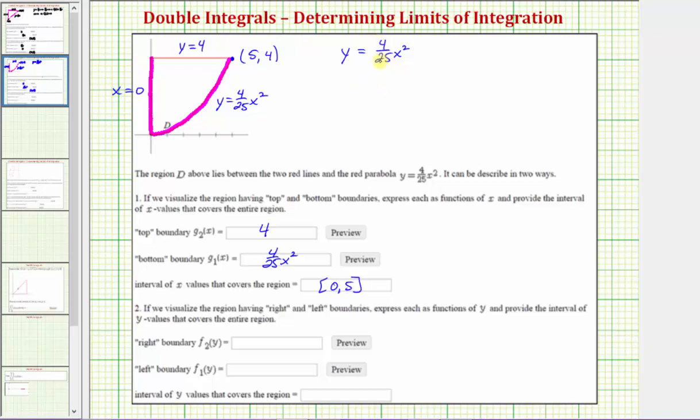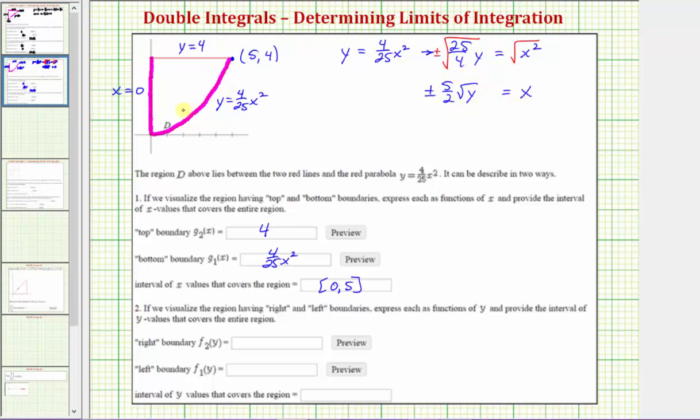So let's first multiply both sides by the reciprocal of 4/25. So we'll multiply both sides by 25/4, which would give us 25/4 y equals x squared. And now from here, to solve for x, we would take the square root of both sides of the equation. Notice when we do this, though, we'd have plus or minus the square root on the left side of the equation. So we have x equals plus or minus, well, the square root of 25 is 5, the square root of 4 is 2, so we have plus or minus 5 halves square root y.